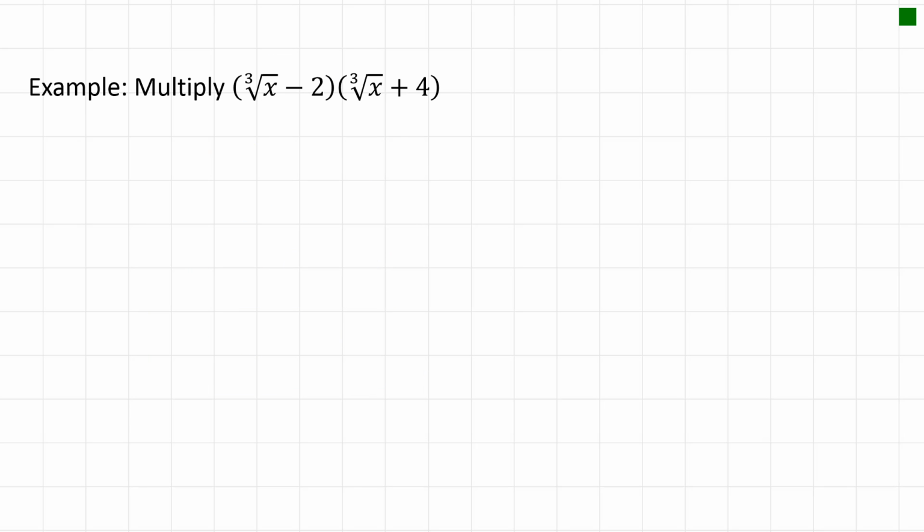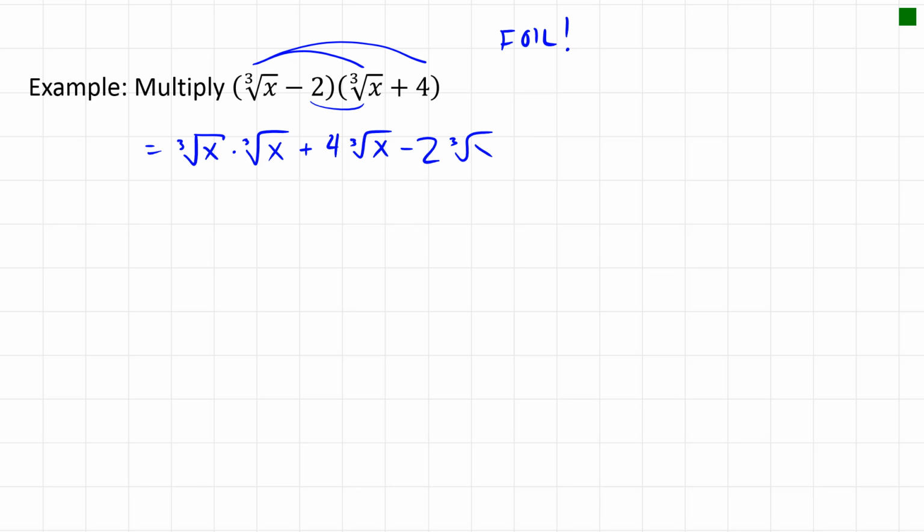If we have radicals with 2 terms in each bracket being multiplied together, well, then we're going to multiply just like we did with binomials, which is to FOIL. So first we multiply the first terms in each bracket. So that's the cubed root of x times the cubed root of x. And then the outside, I'm getting ahead of myself. So that would be cubed root of x times 4. So I'm going to write that as 4 cubed root x. Inside would be negative 2 cubed root x. And then lasts, which is negative 2 times positive 4, is negative 8.